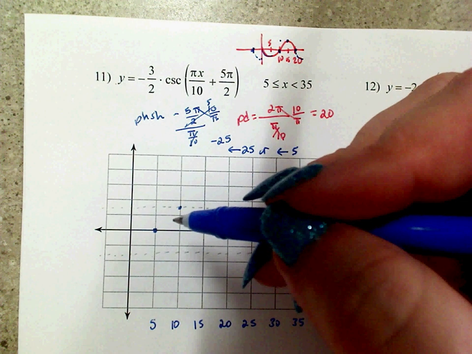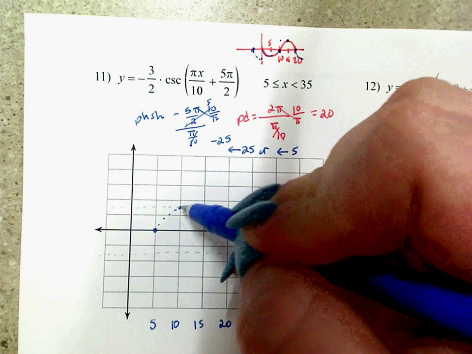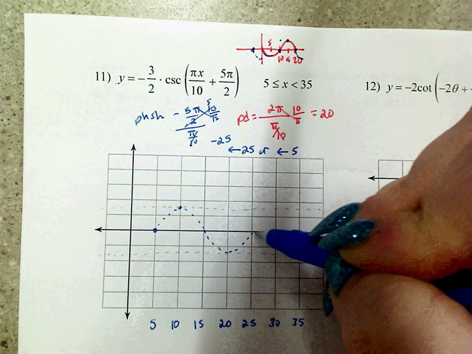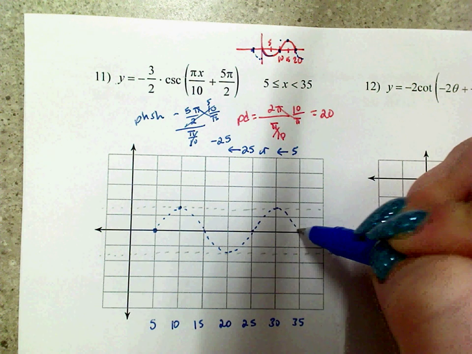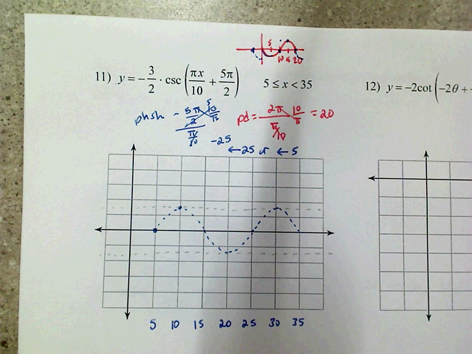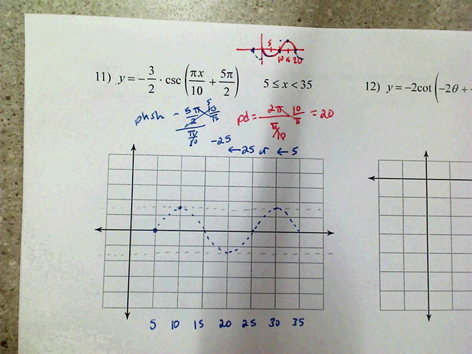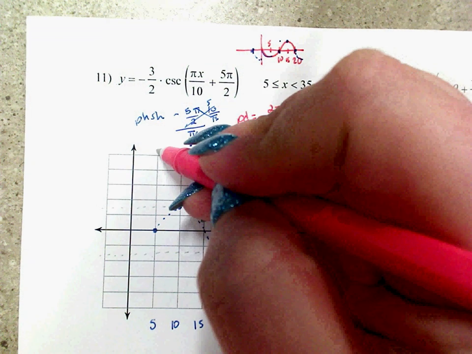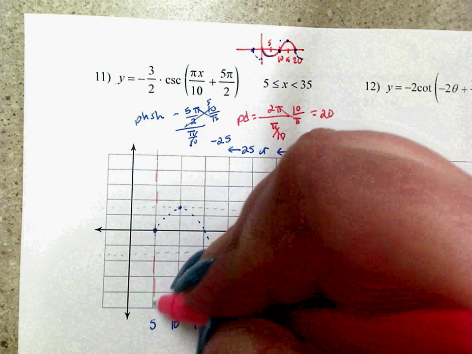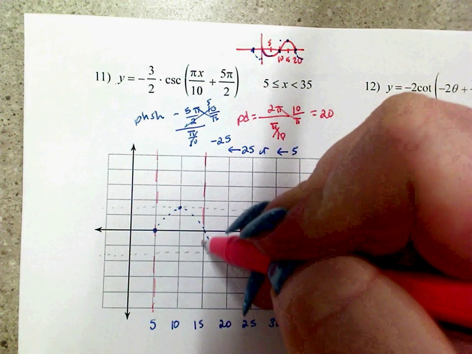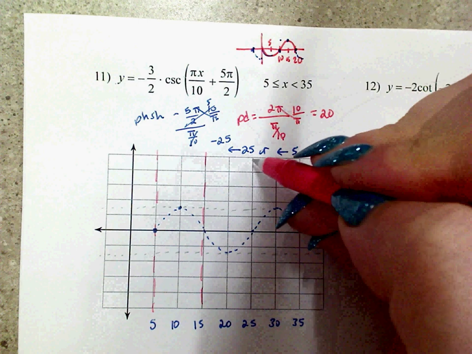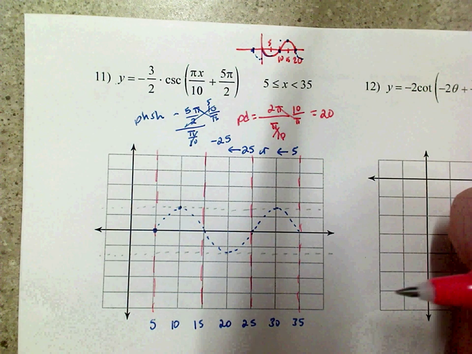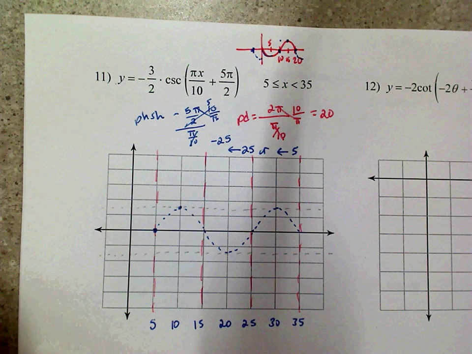It's not my cosecant wave, so this is not my answer. I'm going to put it in dotted. Then max, and then come back down, and then stop there. Okay, so to graph my cosecant wave, everywhere that this wave hits the midline, I should have a vertical asymptote. So we should have one at 5 and 15, 25, and 35.